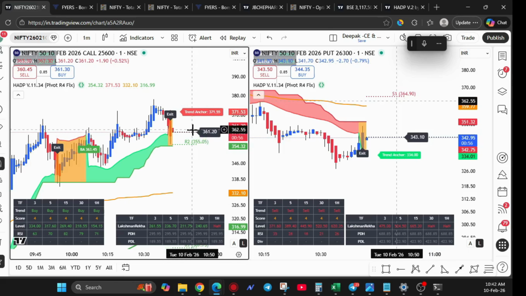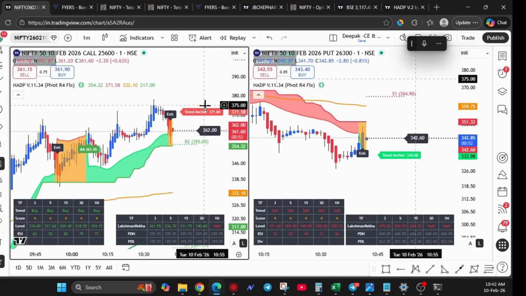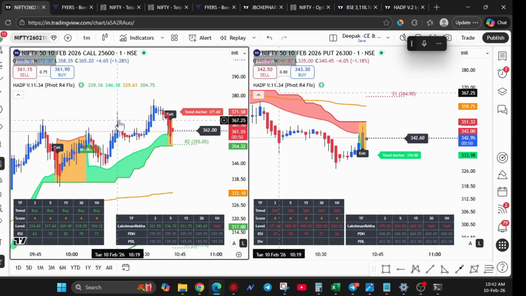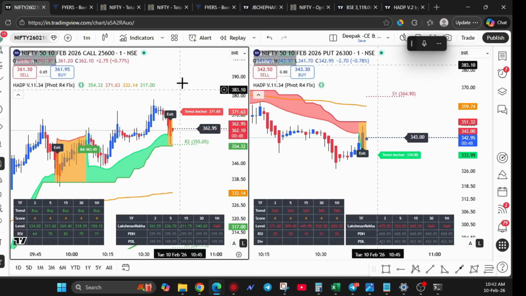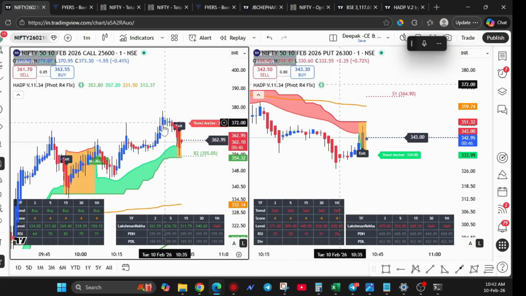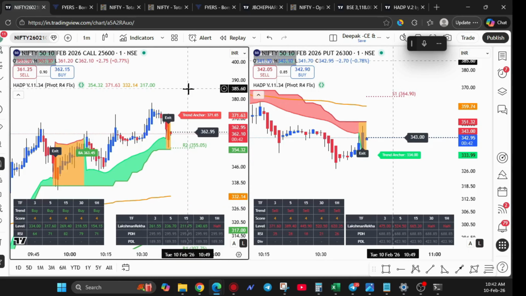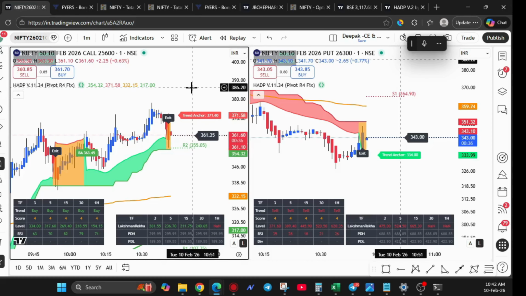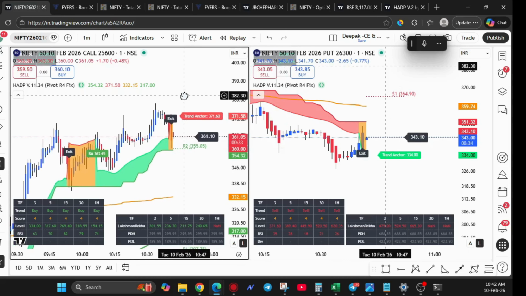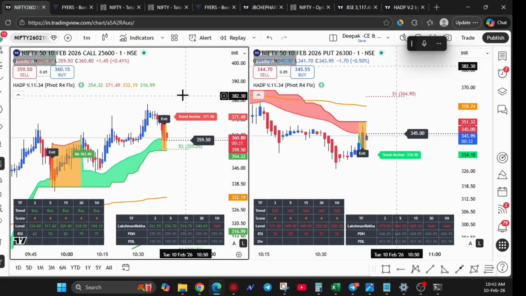So it has printed an exit at 361 for you. That means a 2 rupee loss if you have not booked profits here, right? From 363 it went to 378, it gave those 15 points. Okay, so one lot holders, if you did not book, then you get only a 1 rupee or 2 rupee loss for the exit. That's all. So we'll close it for the day.